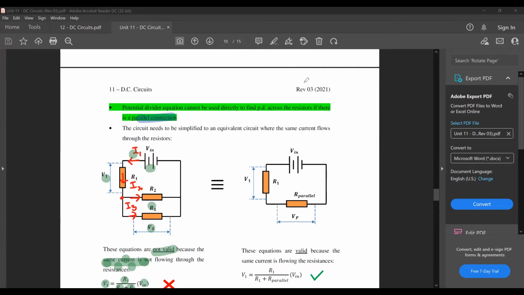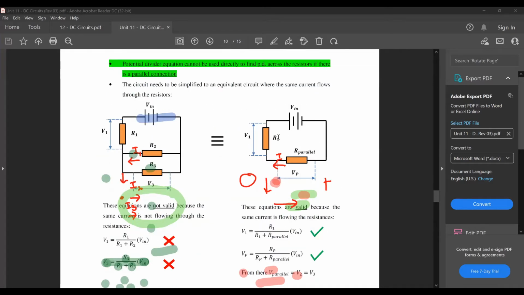What you should do is that you should simplify this portion here, the parallel connection here, into a single equivalent resistor, R parallel. When you do so, you will notice that it's actually going to be the same current flowing throughout both of these resistors. Now, in cases like this, when you want to find out what is V1, you can use your potential divider equation straight. Here you can say that V1 is equals to R1 over R1 plus R parallel times V in. This one no issues because same current is flowing through both of them. This one is correct.